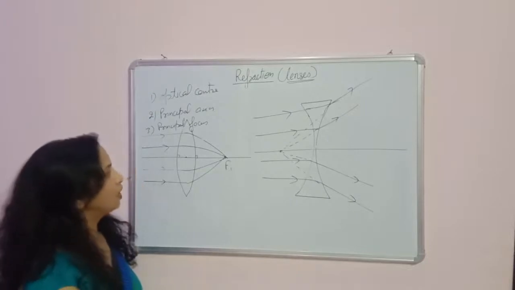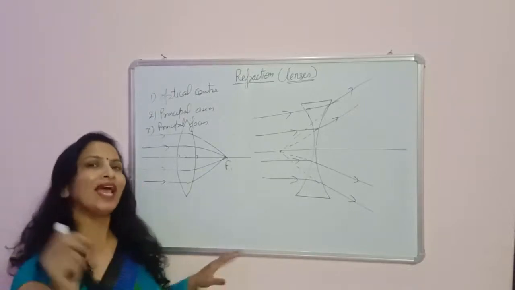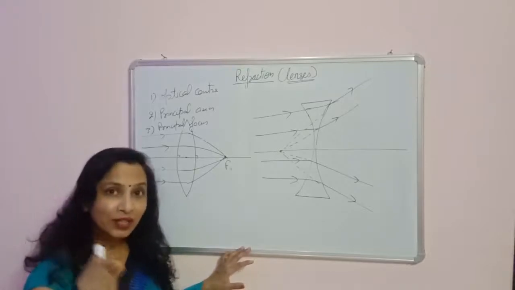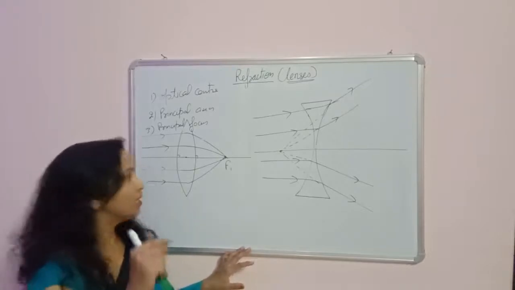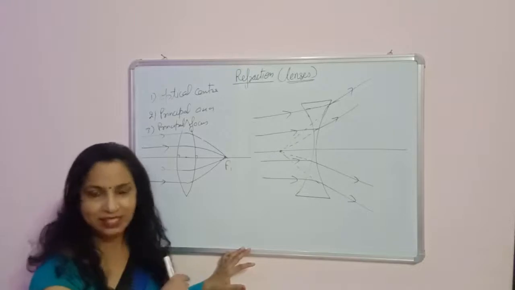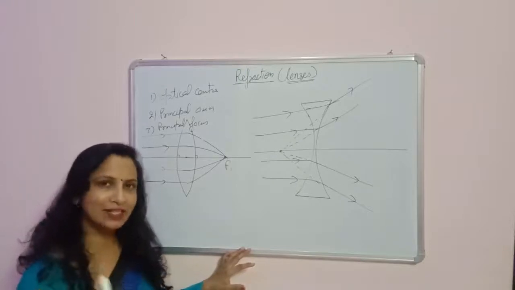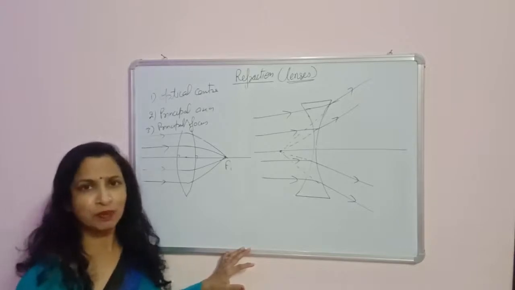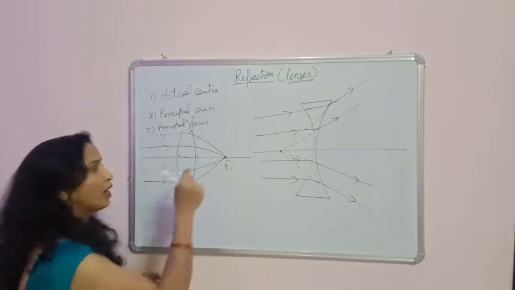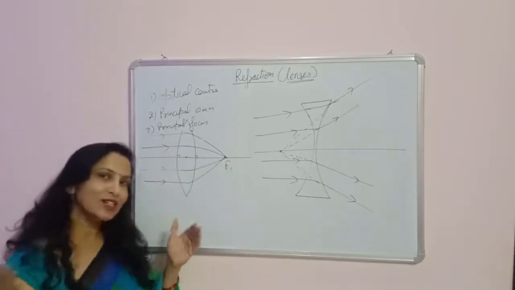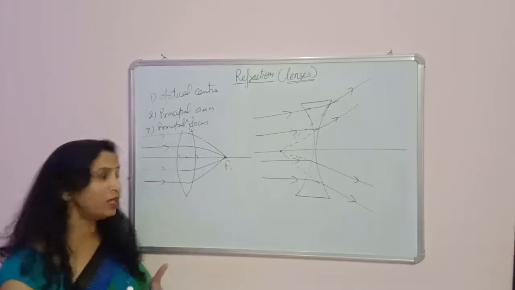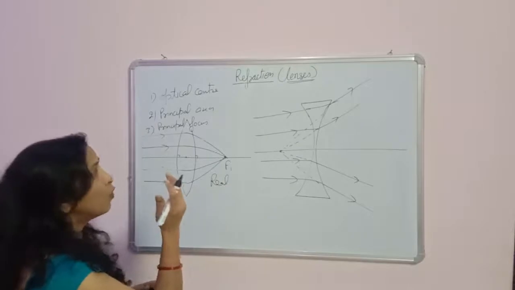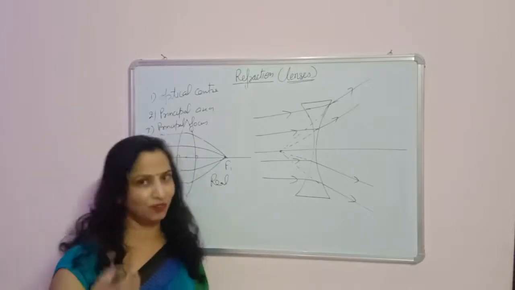Now, you should know that if the light rays actually meet at a point, this is called the real focus. It means in the case of a convex lens, we know that the light rays are actually meeting at a point, which is called the principal focus. And since the light rays are actually meeting at this point, this is called the real focus. So a convex lens has a real focus.